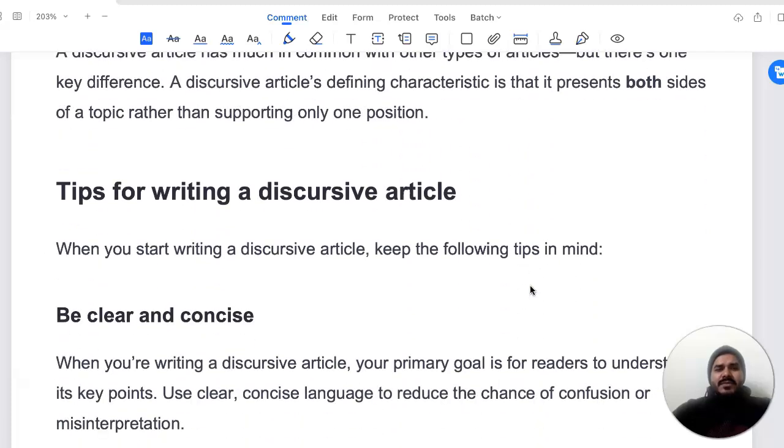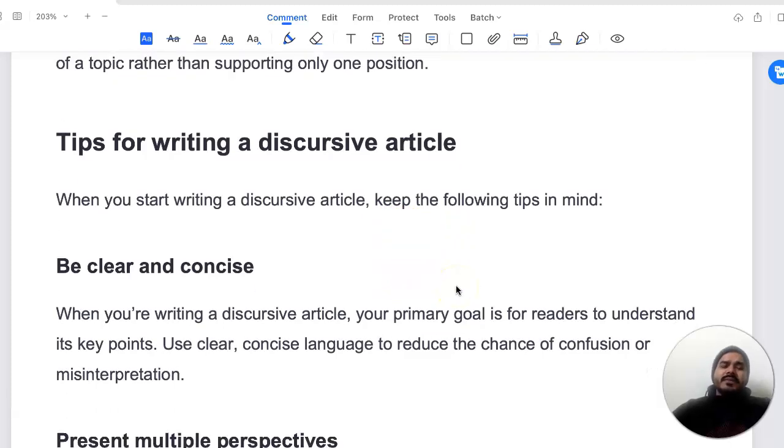When you start writing a discursive article, keep in mind the following tips. First of all, be clear and concise. Clear means you should be writing relevant to the topic and it should not be very long. Be concise, like only write relevant stuff. Don't give irrelevant information just to make it longer.